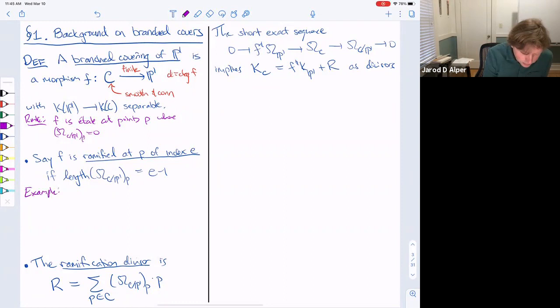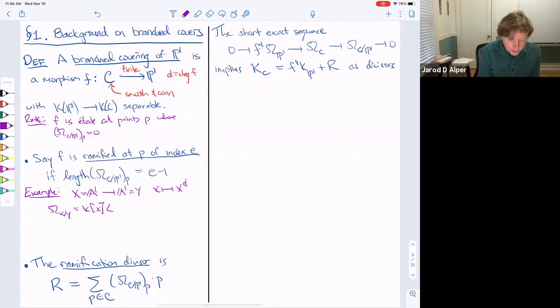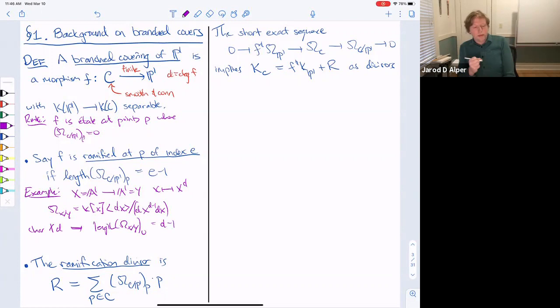An example to keep in mind, I'll just give the local example where you have X being A1 mapping to A1 by x goes to x to the d. If you compute the differentials here of X over Y, with coordinate x, it's generated by dx, subject to the relation that d times x to the d minus one dx is zero. If the characteristic doesn't divide d, then the length at the origin is precisely d minus one. So this would have ramification index d. But note that in certain characteristics, this is like the Frobenius map, and it's not tamely ramified.